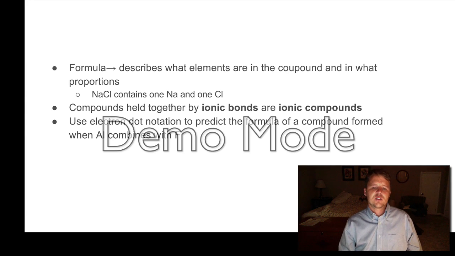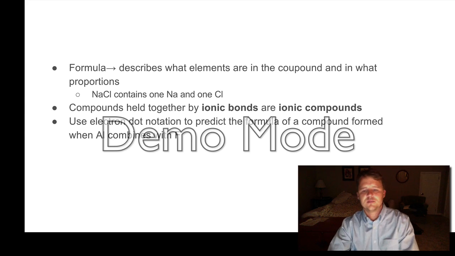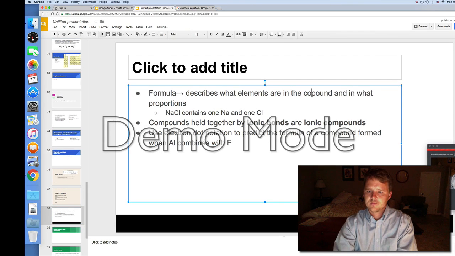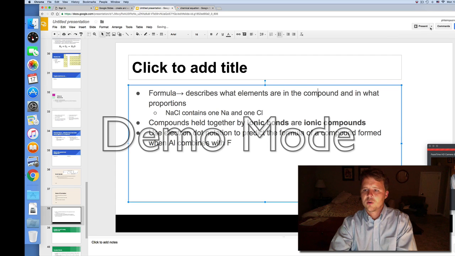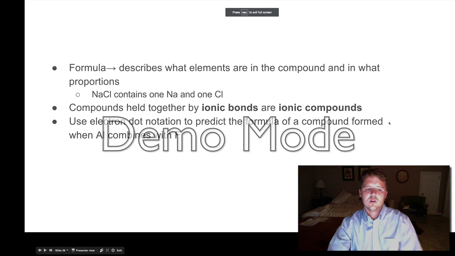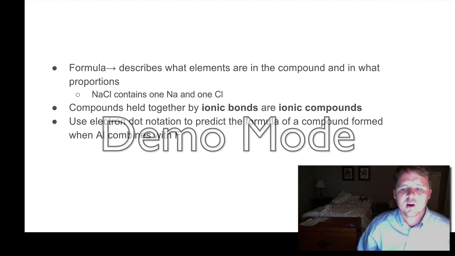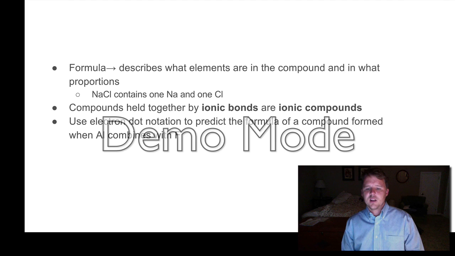So, the formula describes what elements are in the compound, and in what proportions. Sodium chloride contains 1 sodium and 1 chloride. Compounds held together by ionic bonds are ionic compounds. Use electron dot notation to predict the formula of a compound formed when aluminum combines with fluorine.